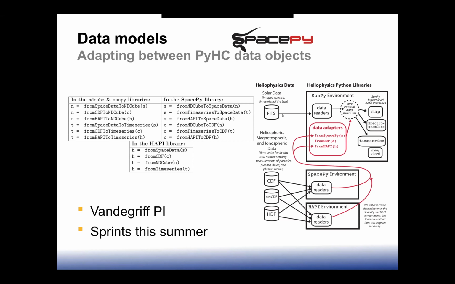And this summer, John Vandergriff put this effort together, which is a data model adaption thing, where we're going to try to make it a lot easier, no matter what library you're using and what data object you use, to bounce around between them. And so we're going to do a couple of sprints this summer to really bring that home.